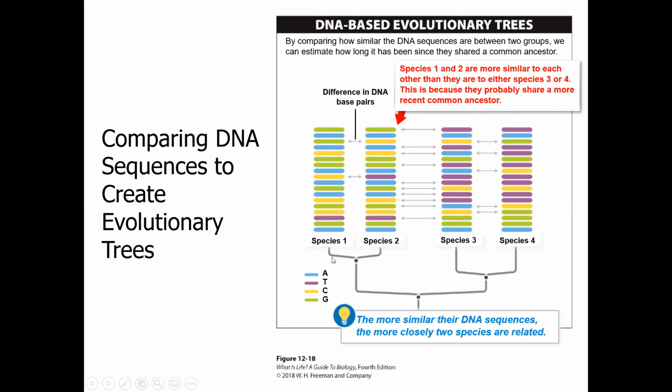So in this tree right here, species 1 and 2 are closely related because they have only a few differences in DNA pairs. Same with species 3 and 4, but between the grouping of species 1 and 2 and the grouping of species 3 and 4, there's a lot of DNA differences. So they are not as closely related. The species 1 and species 2 group is not as closely related to the species 3, species 4 group as each group is to the members within the group.